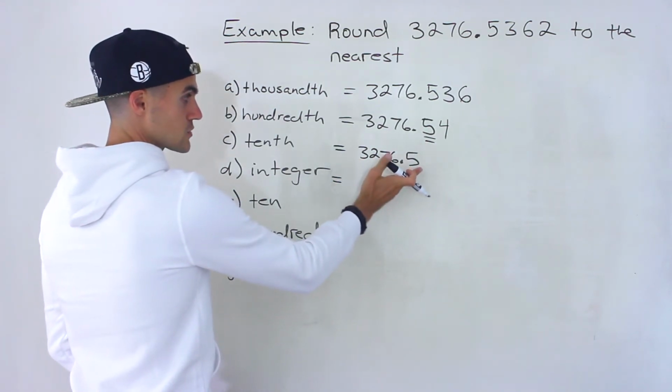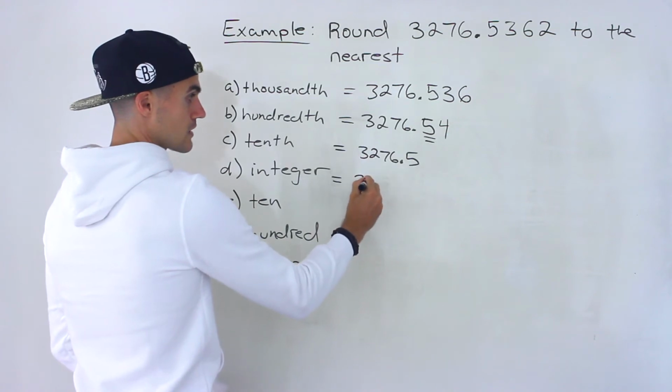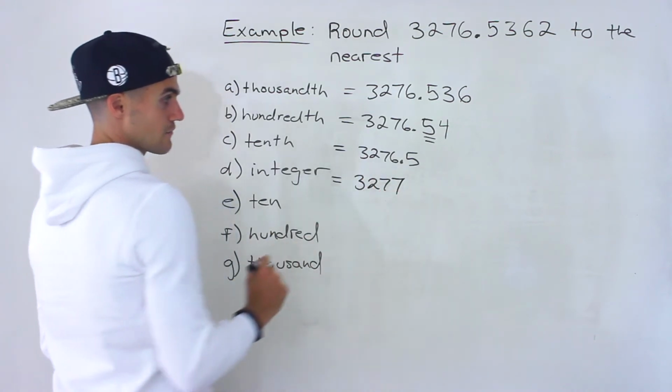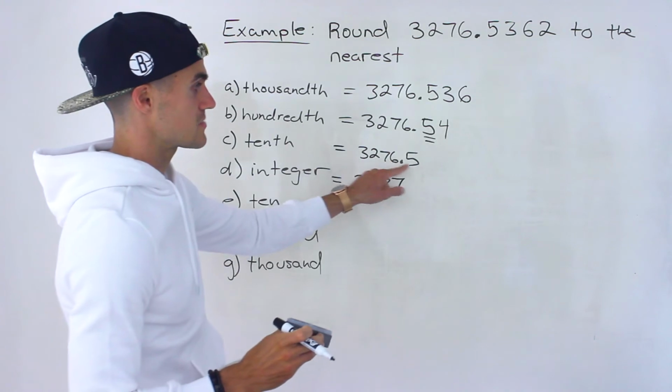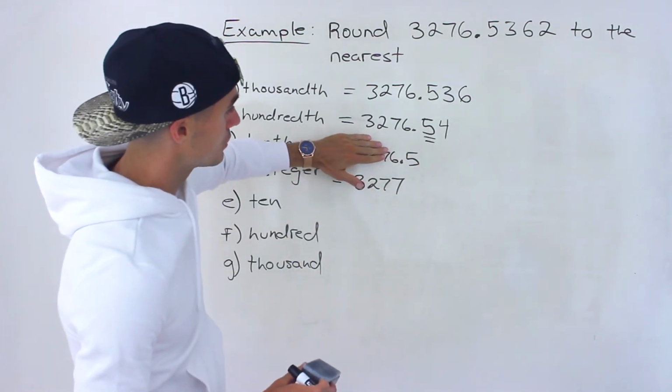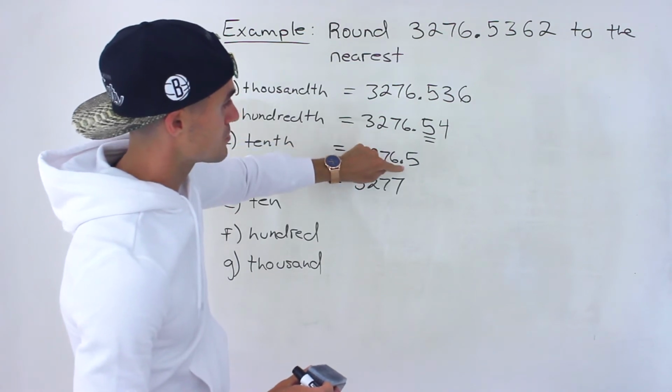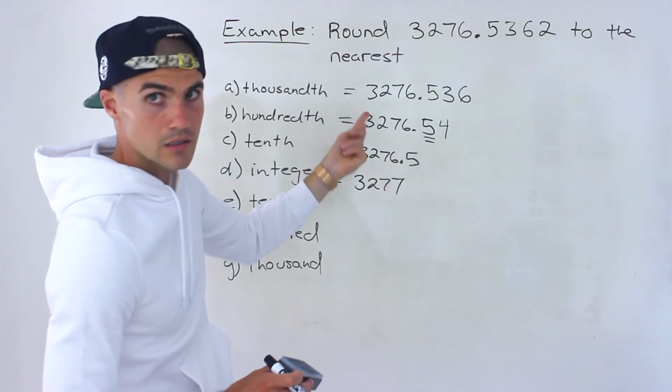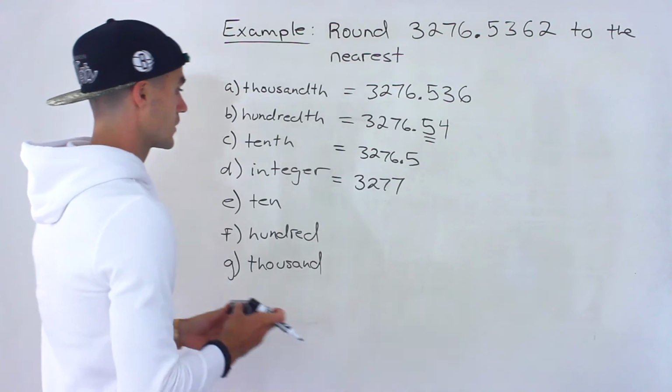So this is a 5, so we would round up to 3,277, right? Because it was like 6.5. If we take 6.5, you could actually maybe even just look at it like that. If we take 6.5 and round it, that would be 7. So this would be 7 over here.